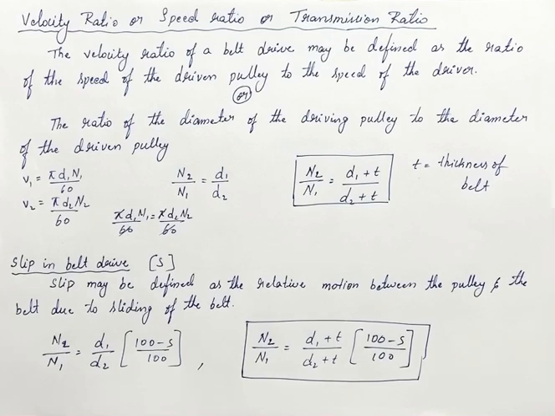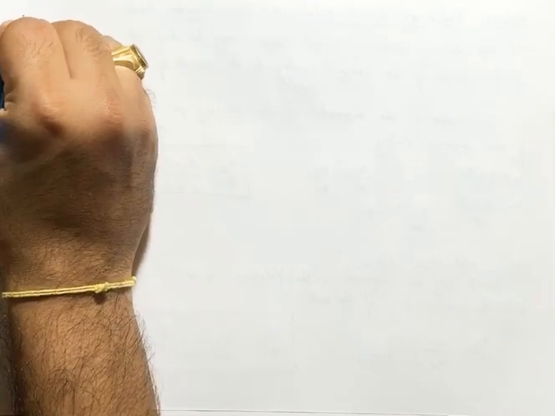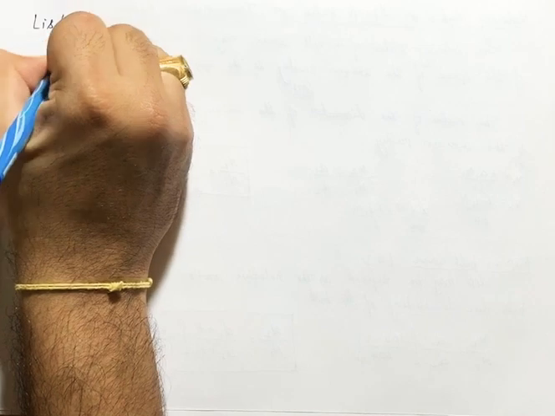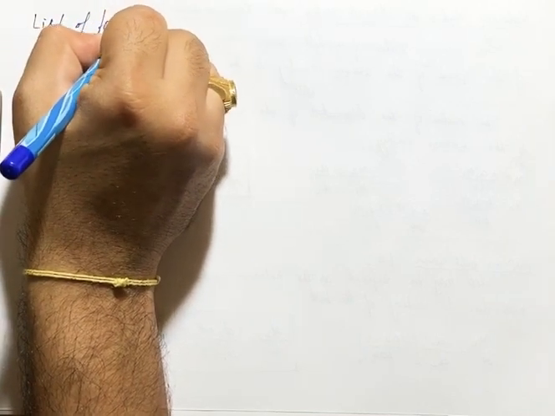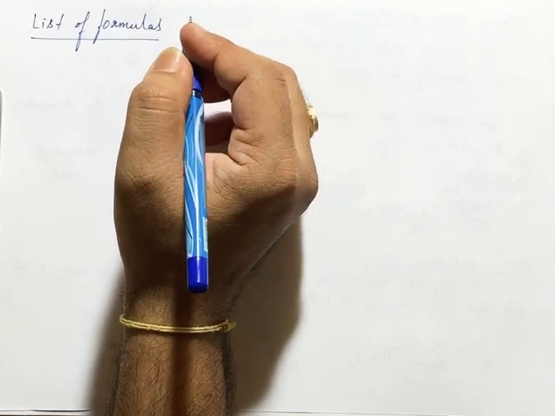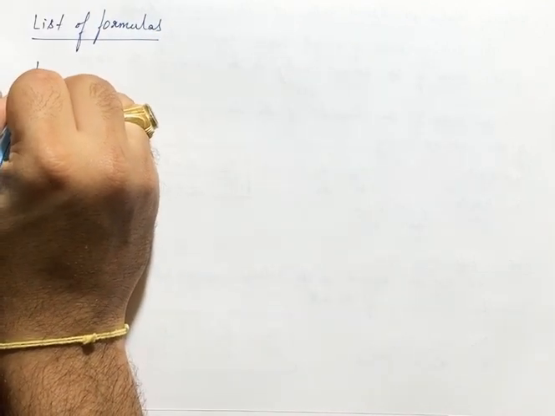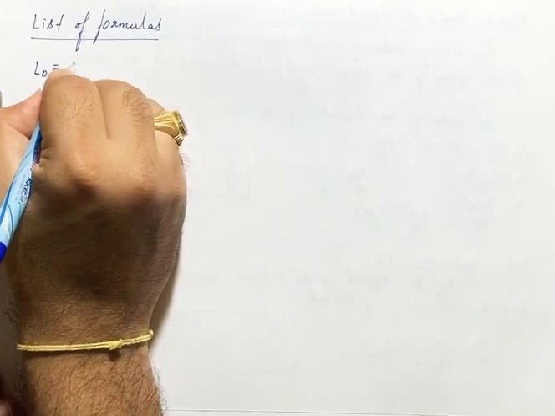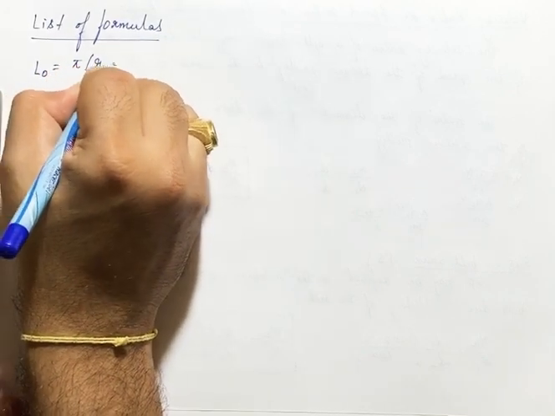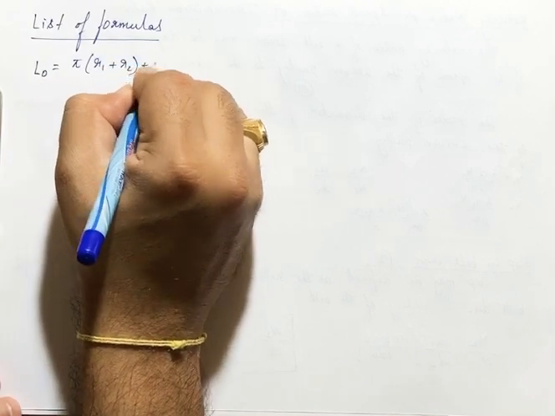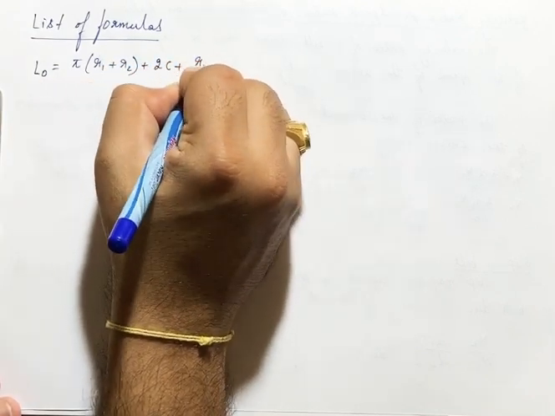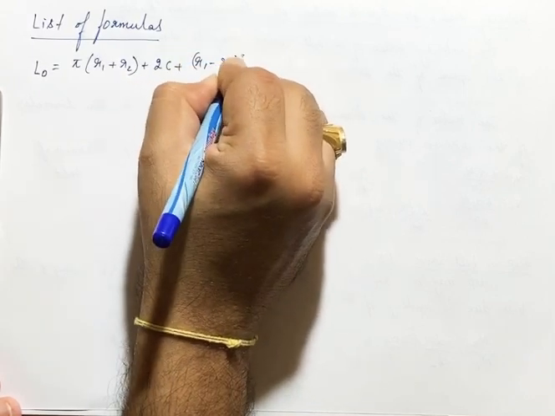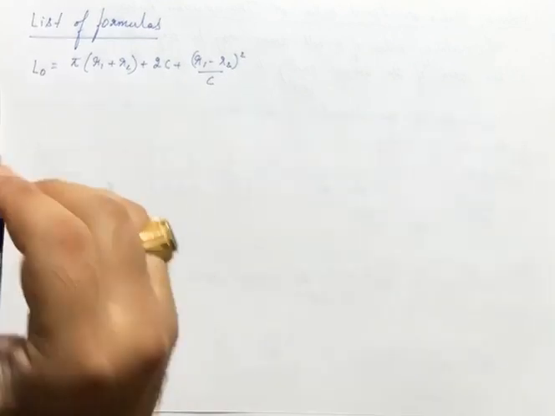In next we will be going through some of the formulas that we are using in doing the numerical parts here. So I will write this as list of formulas. First one is the length of an open belt drive. We have derived this one. Length of an open belt drive is pi into (R1 plus R2) plus 2C plus (R1 minus R2) whole square by C. This is the length of an open belt drive.